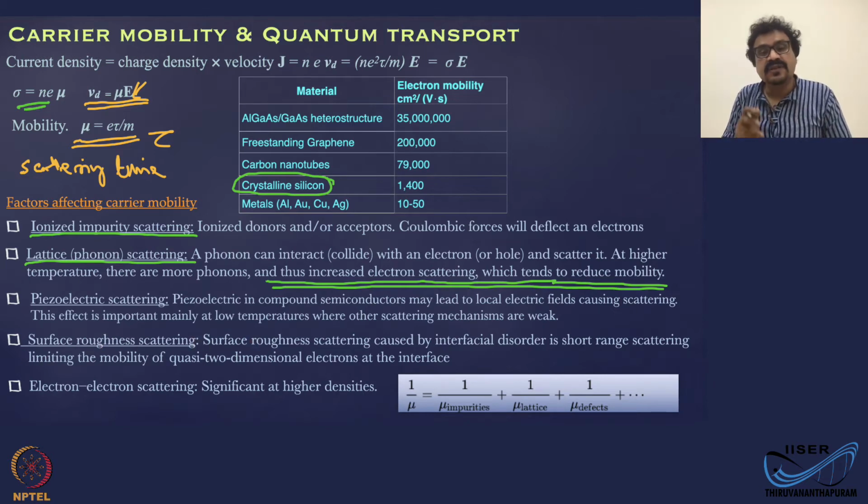To reduce the surface roughness is really important to get high mobility electron systems, especially two-dimensional systems. That is where perfect lattice-matched growth is very important to realize good quality electron systems. Then you can also have electron-electron scattering, which is significant at really high densities.